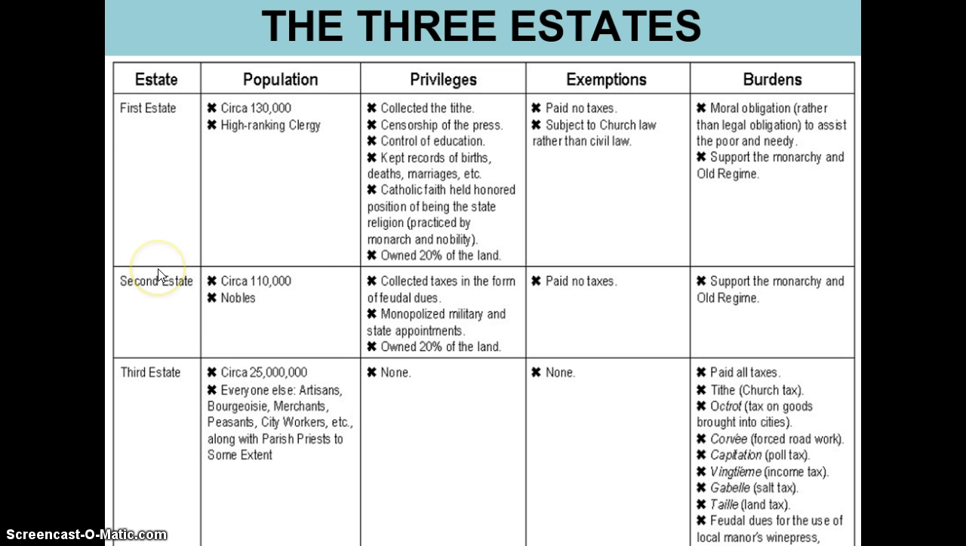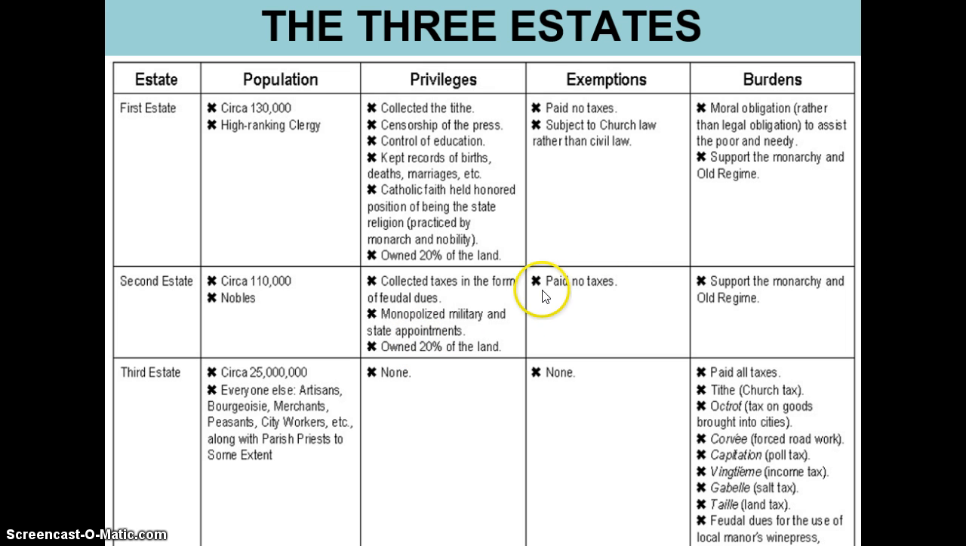Let's go look over at the Second Estate, made up of the nobility, and they were even fewer, approximately 110,000 people. Let's look at some of their privileges. They collected taxes in the form of feudal dues, so all individuals who were not part of the First or Second Estate had feudal dues that they had to pay, and the nobility were exempt from this. They monopolized military and state appointments, so high government positions in the military and in the state came strictly from the noble or Second Estate. And they, along with the First Estate, owned approximately 20% of the land.